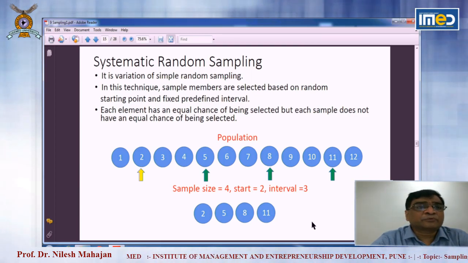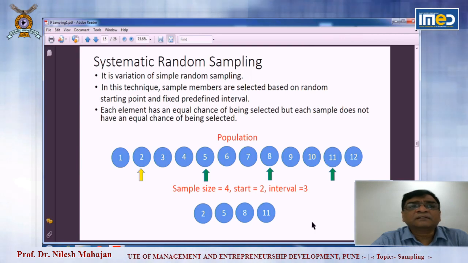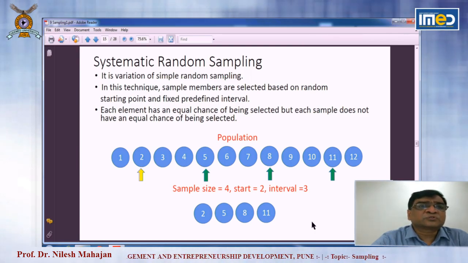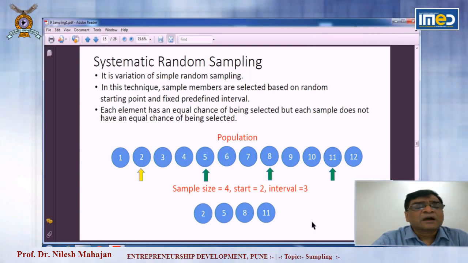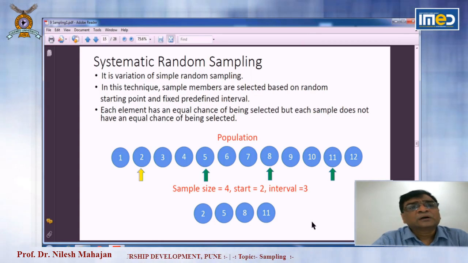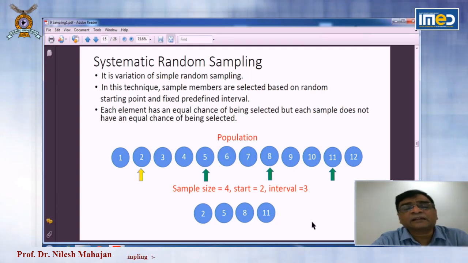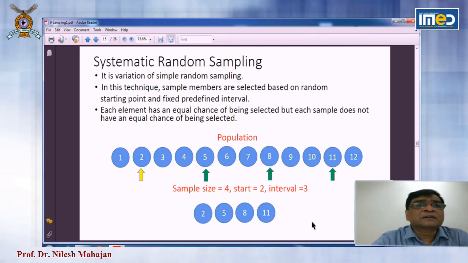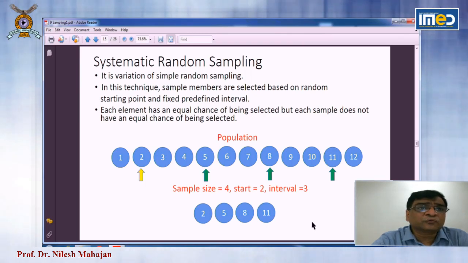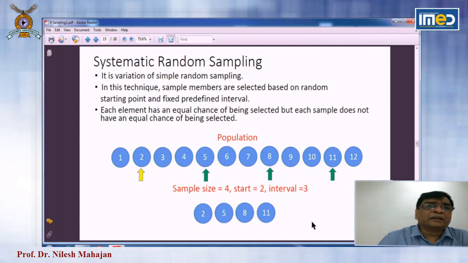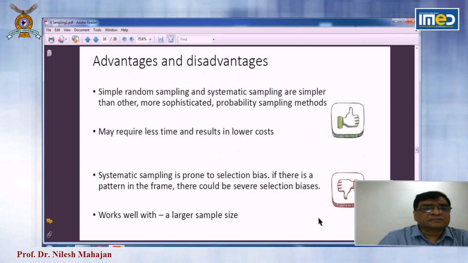Now, here I am defining the population. There are 12 population members, 1, 2, 3, 4, 5, 6, 7 and so on. Now, the sample size equals 4. We consider the sample size 4 and we start from 2. I consider the interval of 3. First is the start 2, second is 5, third is 8 and fourth is 11. So the sample size is 4 and I take here interval 3: 2 jumps to 5, 5 jumps to 8, 8 jumps to 11. Now, 2, 5, 8, 11 is my sample.